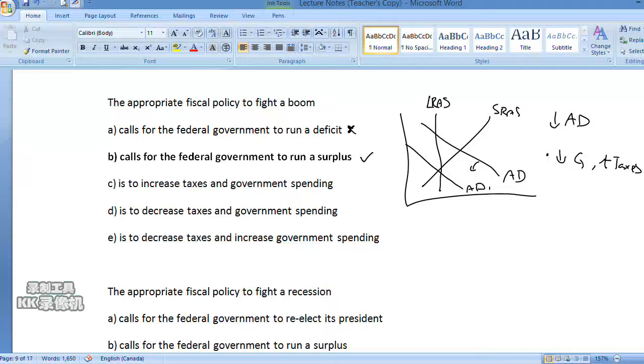Increase taxes, okay, that's good. And increase government spending, no. We want to decrease government spending. Decrease in taxes, no. So the only correct answer is B.